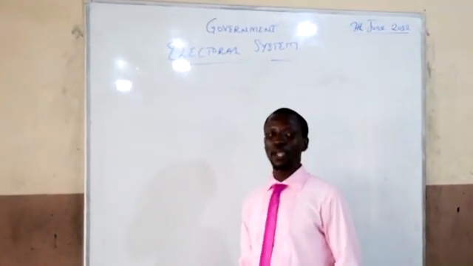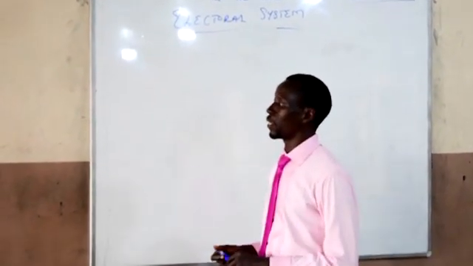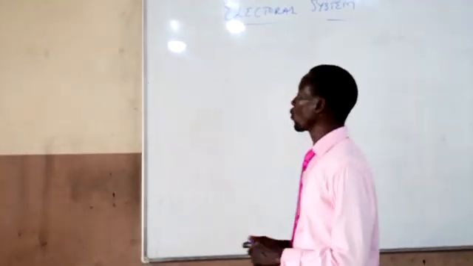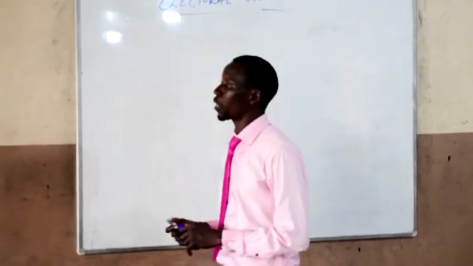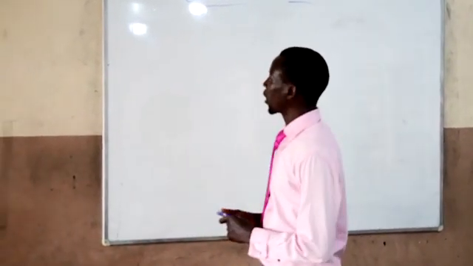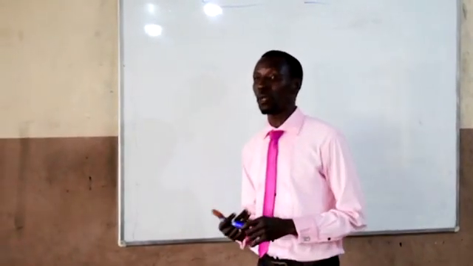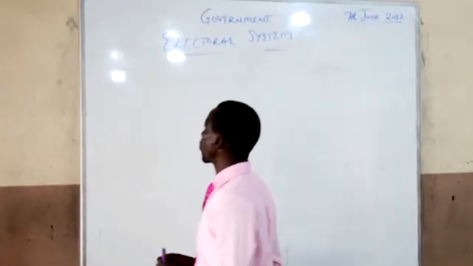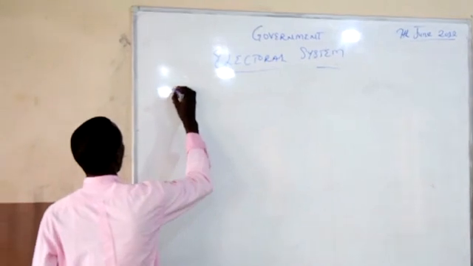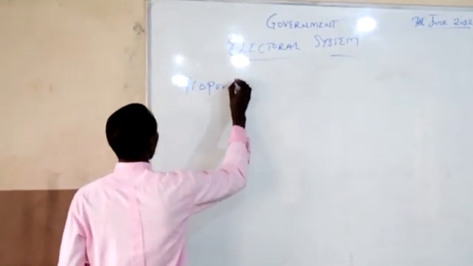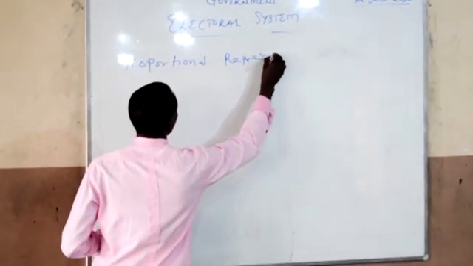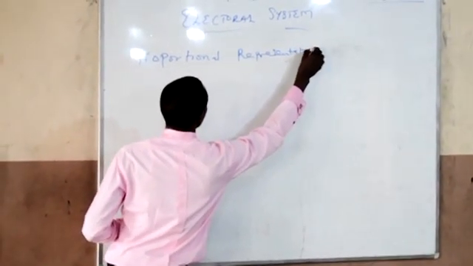We have different types of electoral system, and we have the single member constituency and single vote. We have the single member constituency and the second ballot system. We also have the single member constituency with preferential vote. But today the aspect I want to concentrate on is proportional representation.